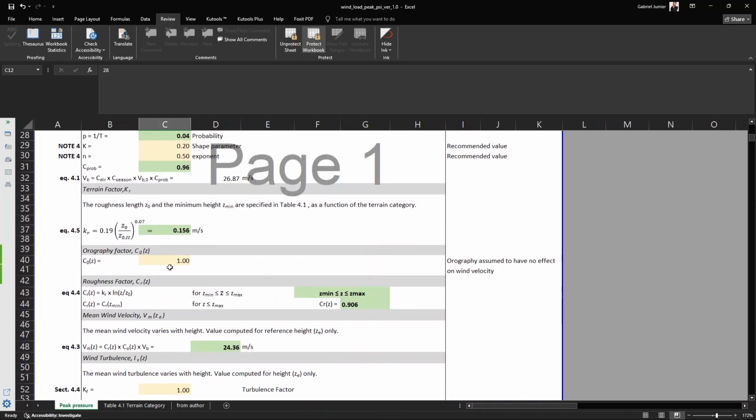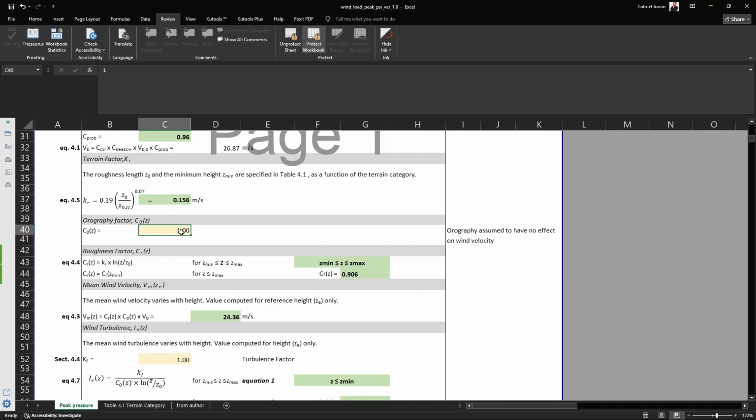Then moving on, we have the orography factor. Now this one, as you see on the comment side here, the remarks, we have assumed that there is no effect on the wind velocity, that is the orography does not have any effect. You can even change it if you want. There are various ways of computing this orography factor. You can just check them in the annexes. Moving on, we have the roughness coefficient computed from equation 4.4, depending on the limitations in terms of the reference height with respect to the minimum height and the maximum height.